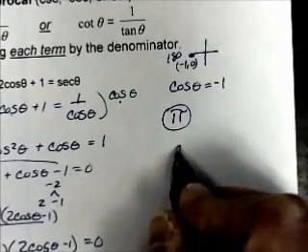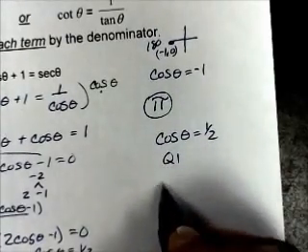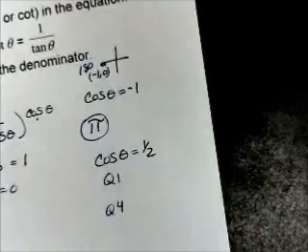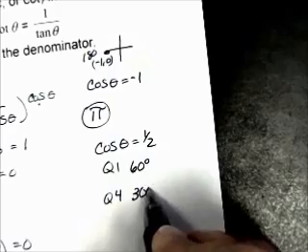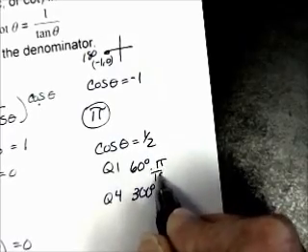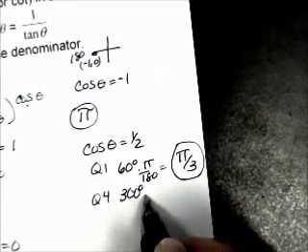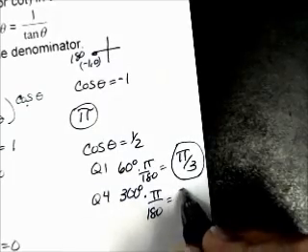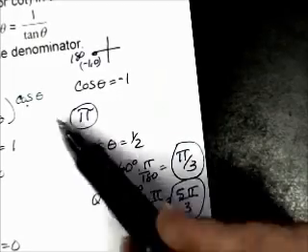For cosine theta equals 1/2. All right. That's quadrants 1 and 4 again. And we have it above. It's the 60 and 300. And let's just convert them to radian measure. That's pi over 3 radians. And 5 pi over 3. So there are 3 values for theta.